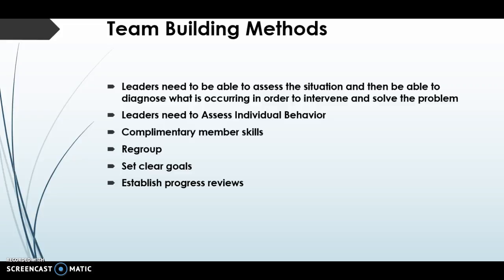If a leader notices a team member is not working with others, the leader needs to investigate why. This is called assessing the individual behavior. Leaders need to find out whether it's a personal conflict, is it a misunderstanding, or is it something else? One possibility is that there is a mismatch of the individual's skill sets. Therefore, additional training might be necessary.